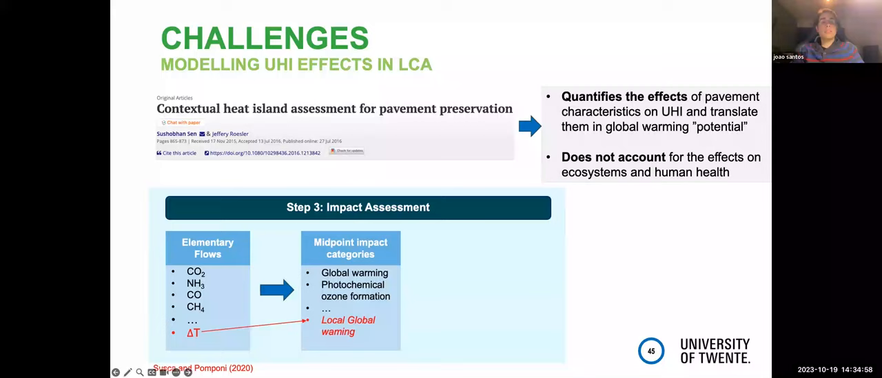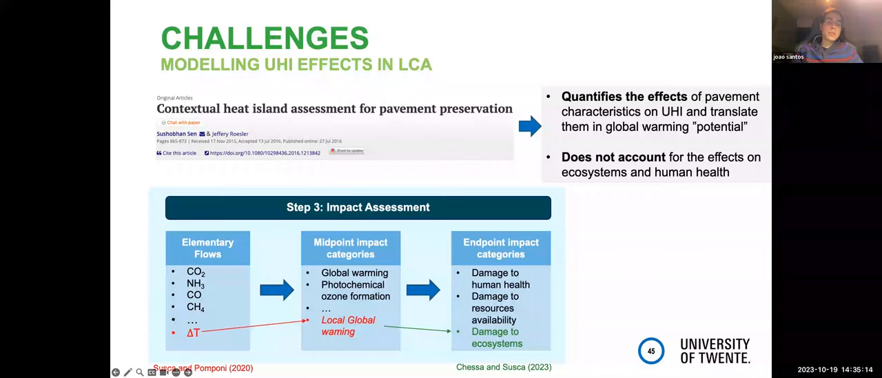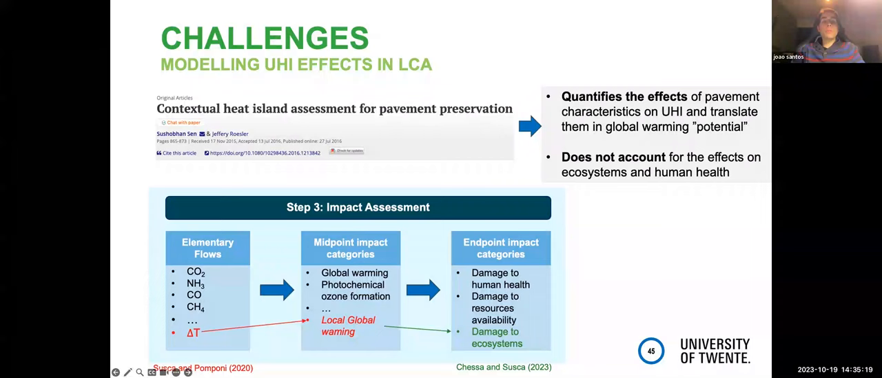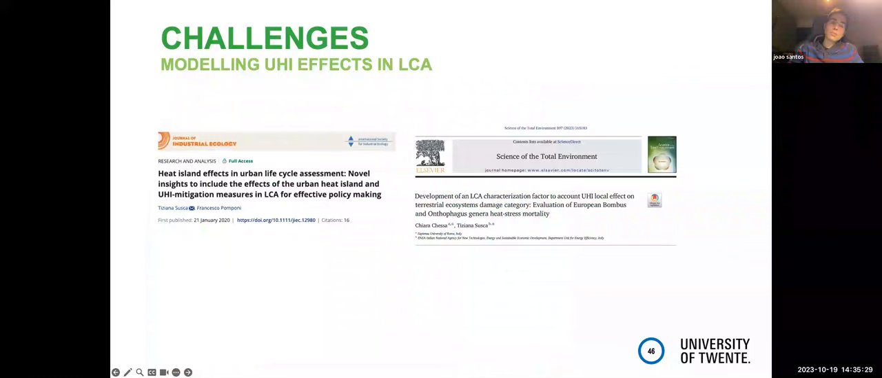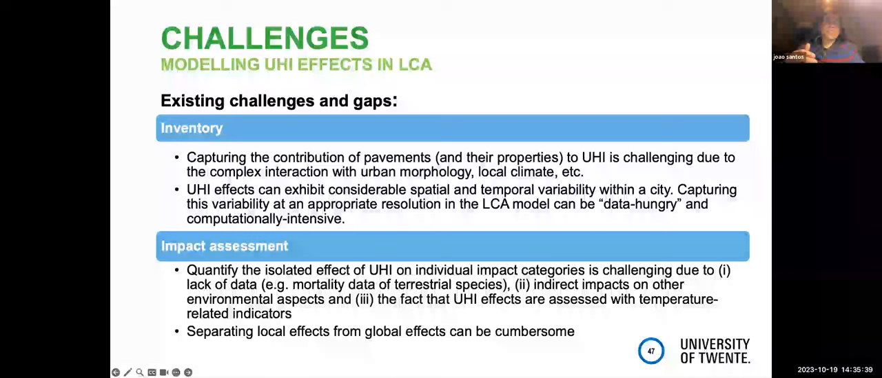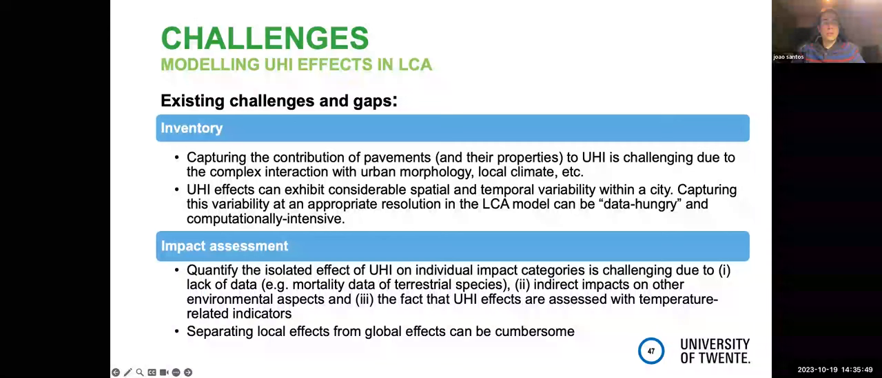They also propose, in this case Suske and Poponi propose, a new impact category, which is called local global warming. And more recently, another study by Chessa and Suske estimated the impact of this midpoint impact category on the damage to ecosystems endpoint impact category. But the questions that we have are much more than the answers that we currently have.